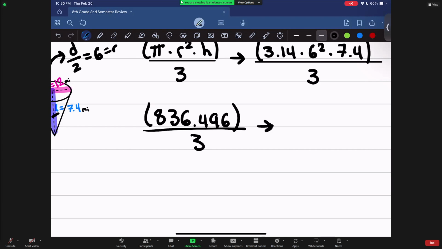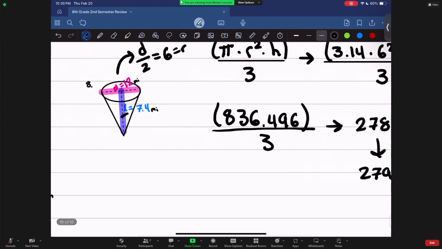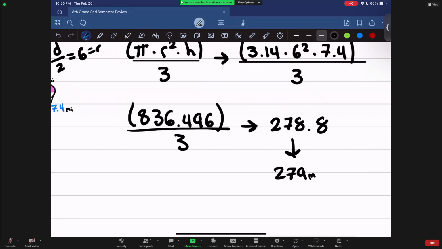Divided by 3, I get 278.8. This rounds up to 279, and not gonna forget it this time. Miles cubed. This is a massive cone, by the way.